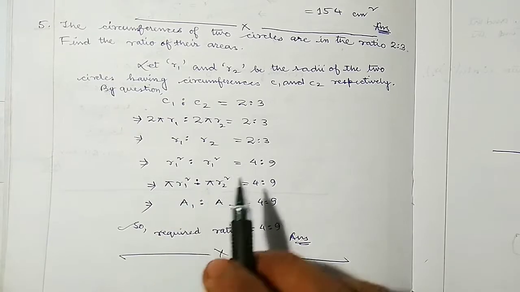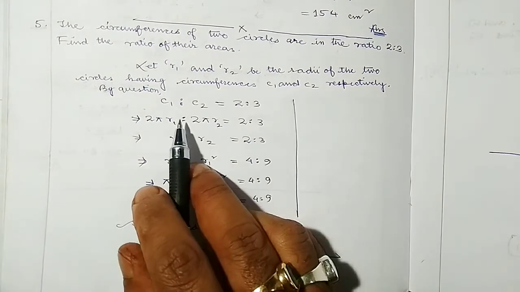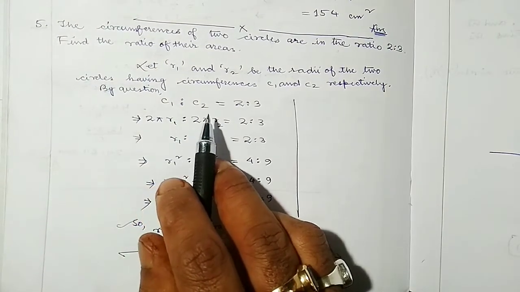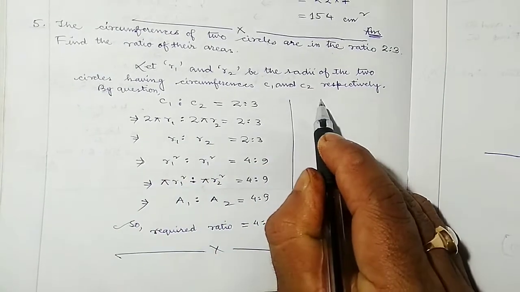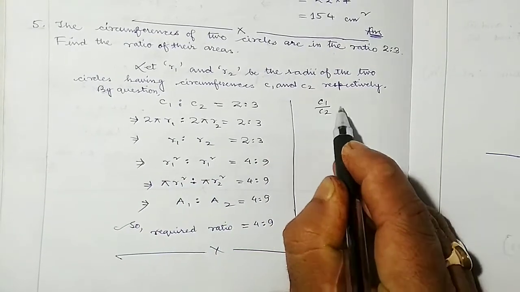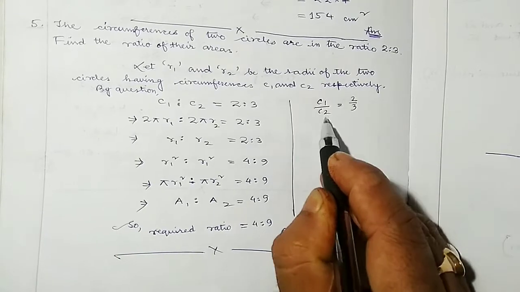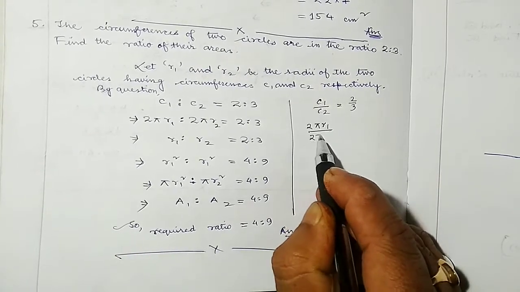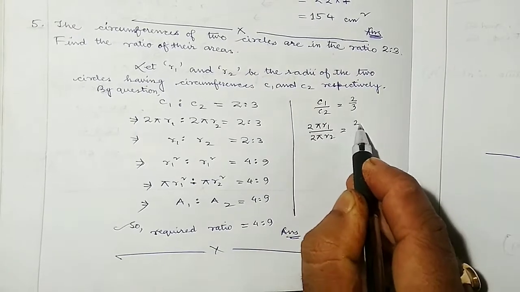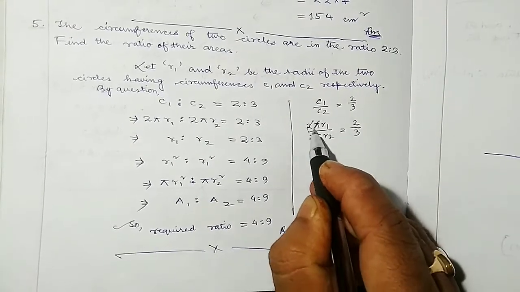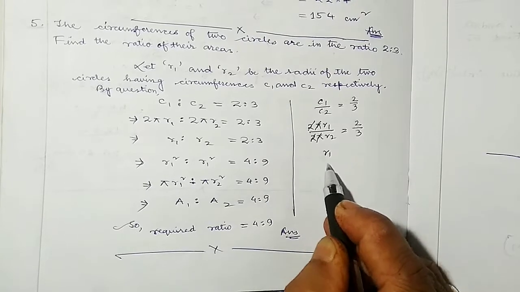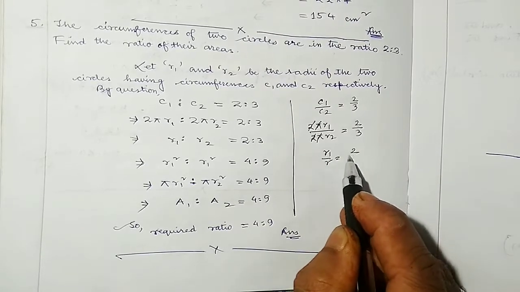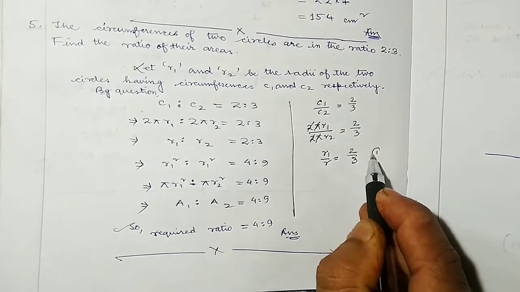You can do it in a different way also. It is given the circumferences of two circles are in the ratio 2:3. So you can write C1 by C2 is 2:3. So circumference we know 2 pi r1 by 2 pi r2 is 2:3. 2 pi can be cancelled. So we are left with r1 by r2 is 2/3. Let it be equation number 1.